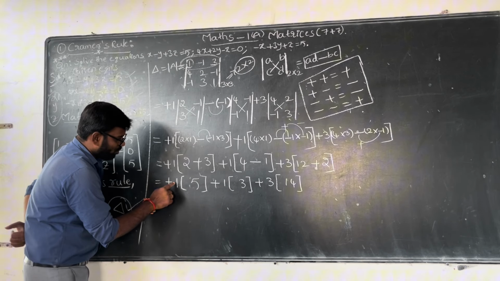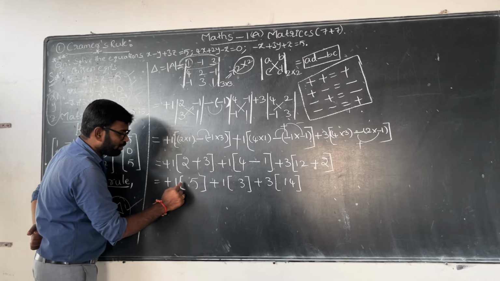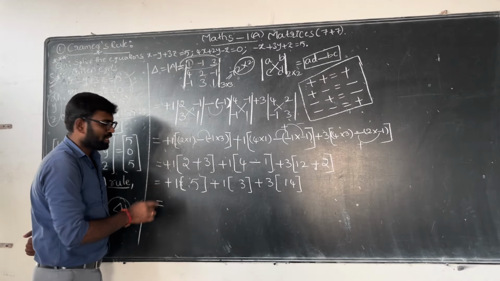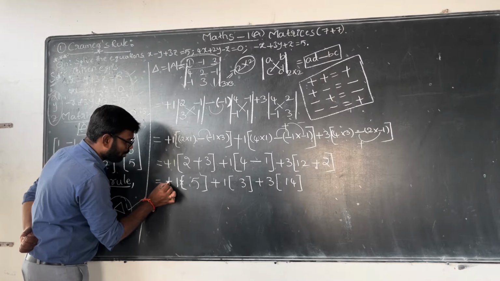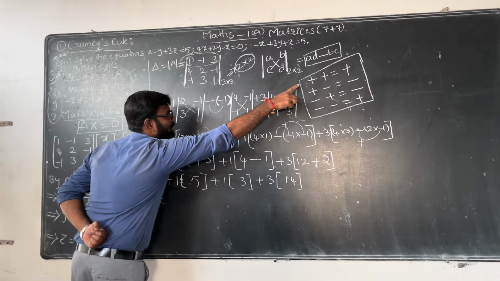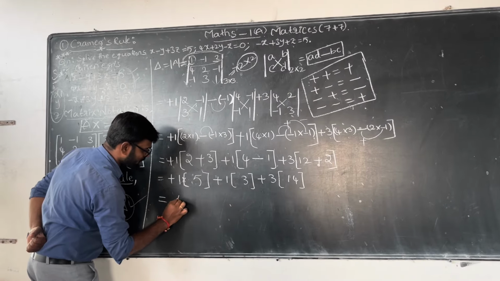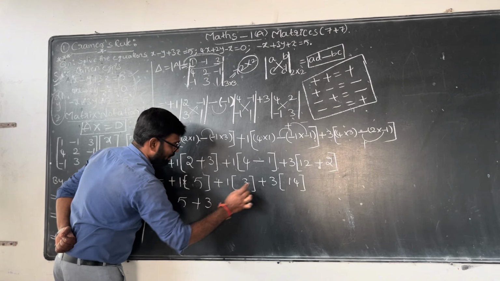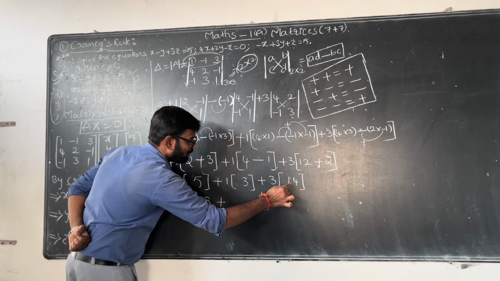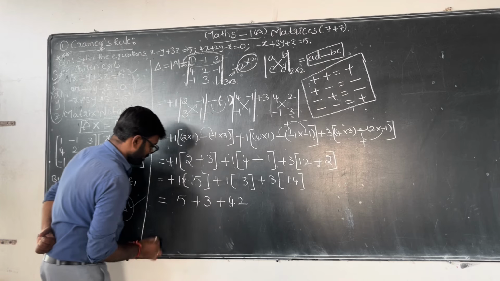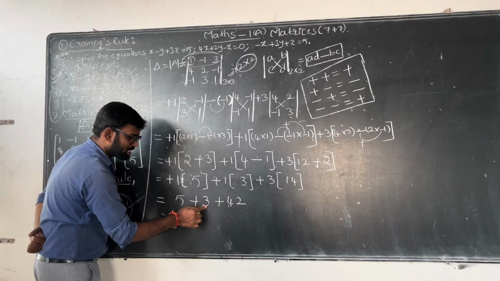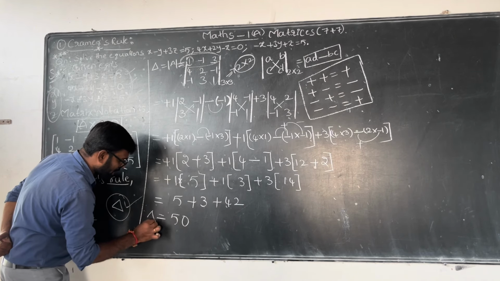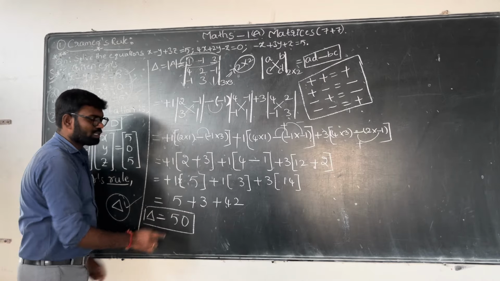Now here, 1 into 5. In between these two numbers, what operation exists? Multiplication. According to multiplication, very simple: plus into plus, plus only. 1 5 is a 5. Plus into plus, plus only. 1 3 is a 3. Plus into plus, plus only. 3 14 is a 42. So finally 42 plus 3 is 45, 45 plus 5 is 50. So what is the delta value? Delta is equal to 50.